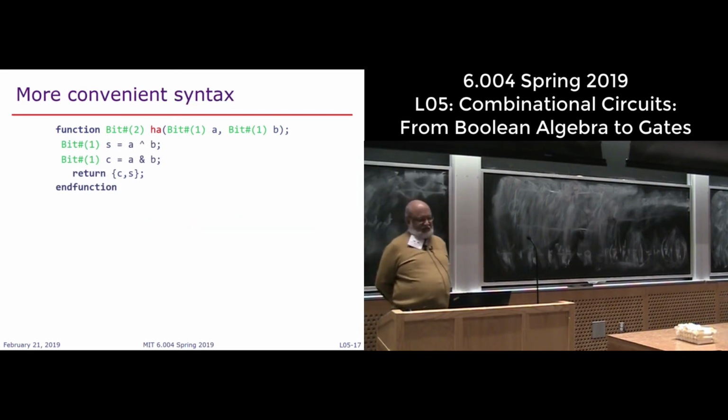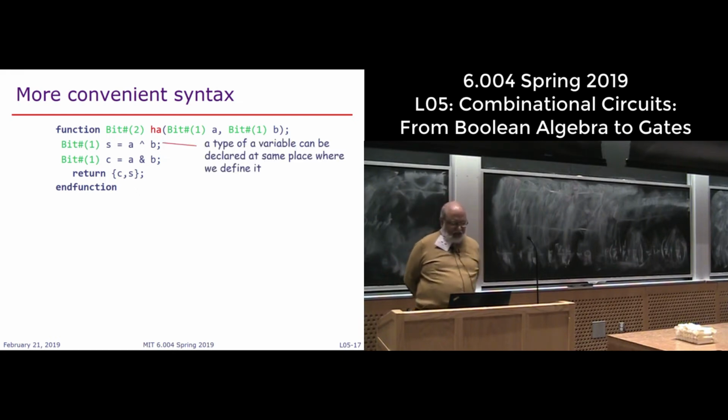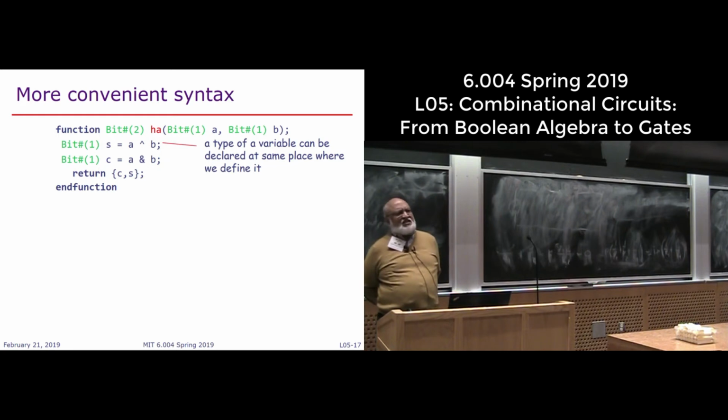So here is a slightly more convenient syntax. What did I change? A type declaration and the definition of a variable can be written together. So I had written this in 2 lines. I said, bit 2 A, and then I said A is this and this. Yes? Given that this is so much like C, why aren't we just doing this in C, like its own library? Why do they need a whole separate language?